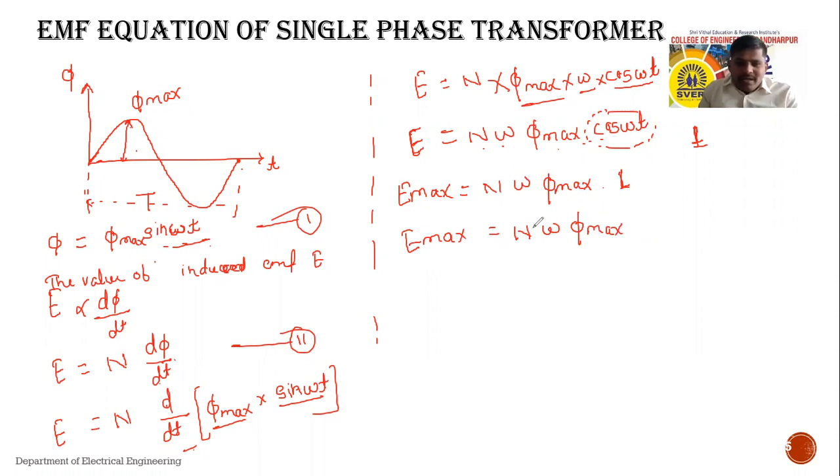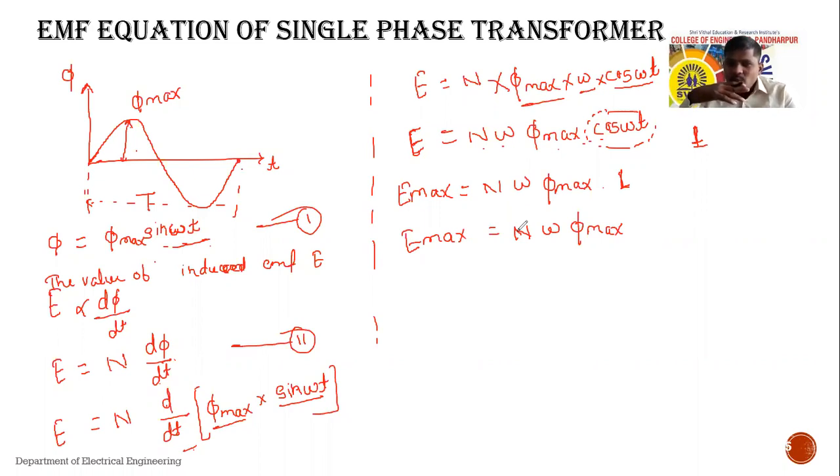Okay. Now, generally the induced EMF in any machine, or the nameplate value on any machine, it may be a transformer, is represented as an RMS value. Now I want to convert this maximum value of induced EMF into an RMS value. What is the formula that gives the relation between the maximum value and the RMS value?